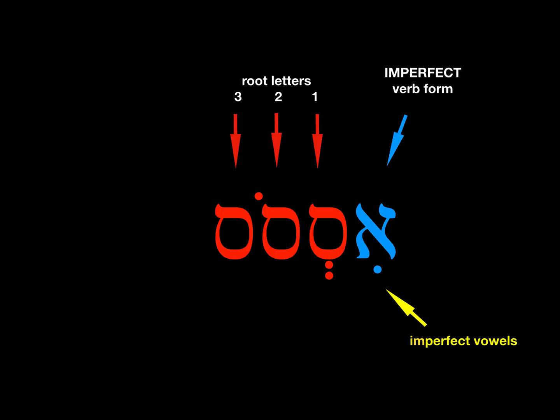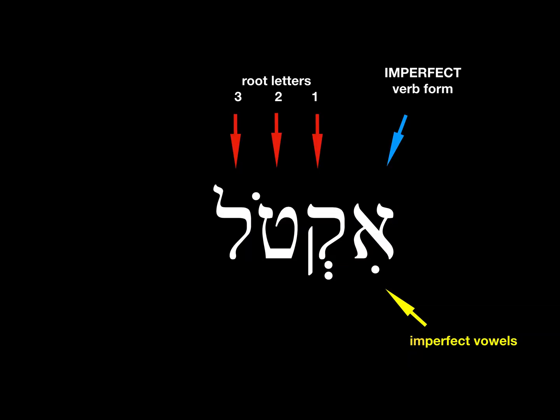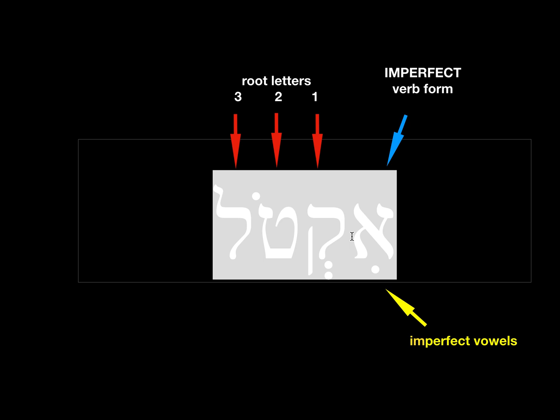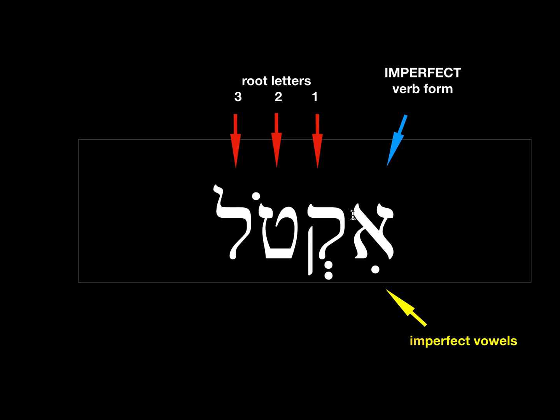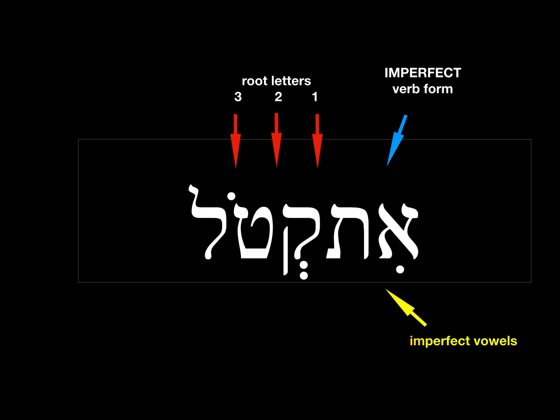So here we are going to look at some examples. This is how the form would look with the vowels. So you have the three root letters, katal. You have the aleph, which is the first common singular. And then with the vowels, E, the options are either Hitpael or Nifal or Kal. Hitpael would have an extra Tav, so it would be Yit.